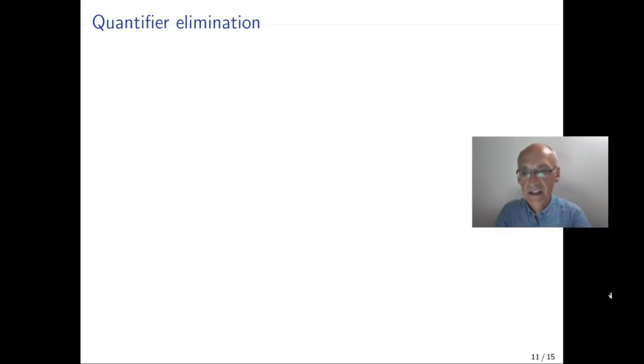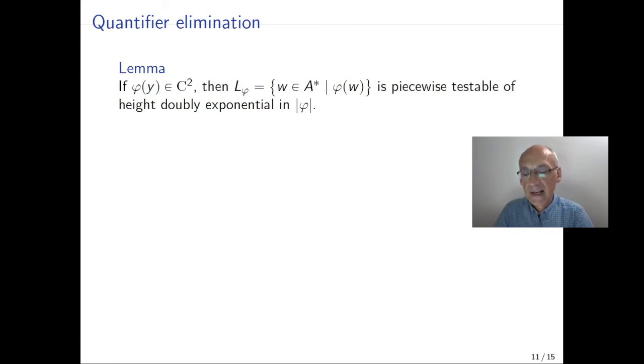So first, quantifier elimination, since we need this for the algorithm. A lemma: let phi be a C2 formula with just one free variable y, then the set of all words that satisfy phi, L sub phi, the language that's defined by the formula phi, is piecewise testable, and the height is doubly exponential in the size of the formula phi.